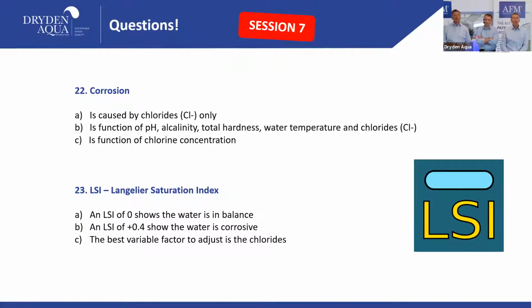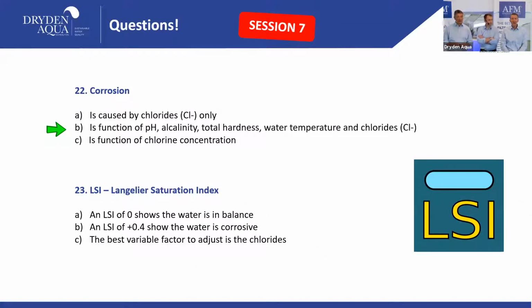So, corrosion is caused by chlorides only. B, it is a function of pH, alkalinity, total hardness, water temperature, and chlorides. Or C, it is a function of chlorine concentration. The answer is B. All five factors.